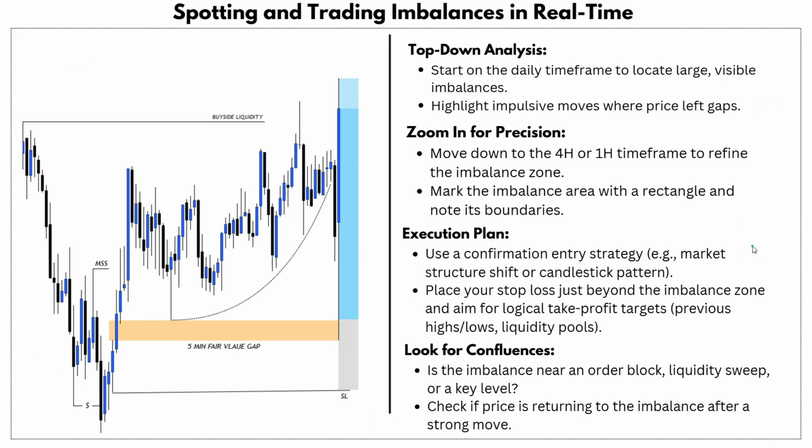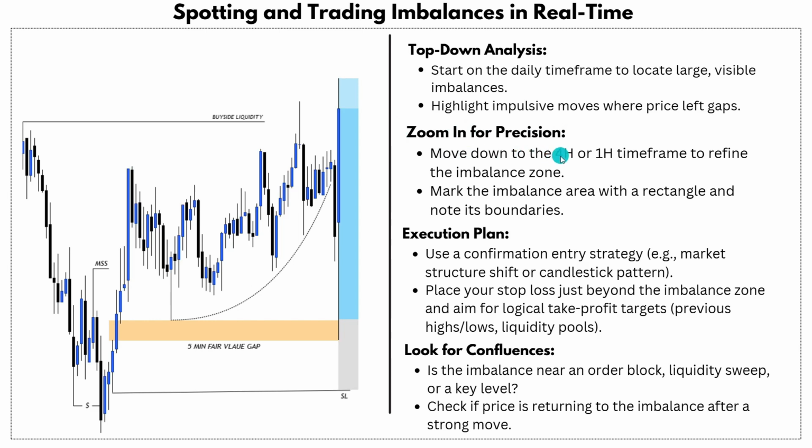Now let's go over spotting and trading imbalances in real time. For our top-down analysis, make sure you start on the daily time frames to locate large invisible imbalances and also highlight impulsive moves where price has left the gaps. Make sure you always start from the higher time frames and then scale down to the lower time frames. Start from the daily and then scale down to the 4-hour to then develop your bias. Then we can zoom in for precision.